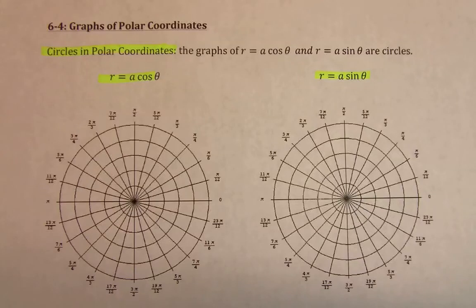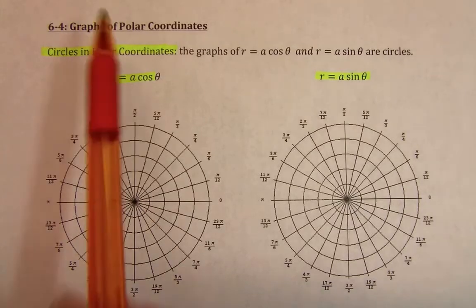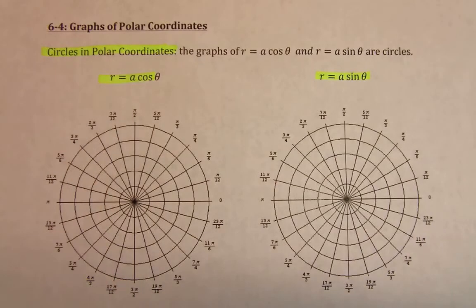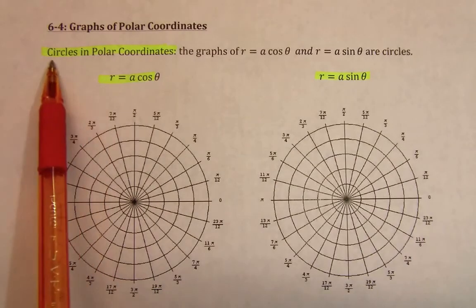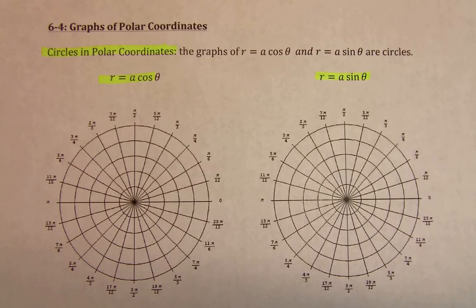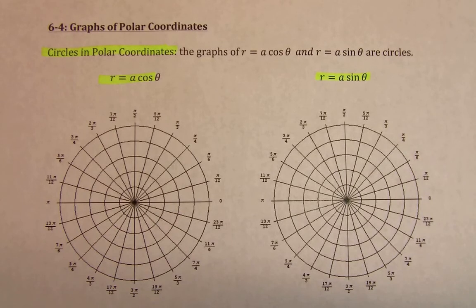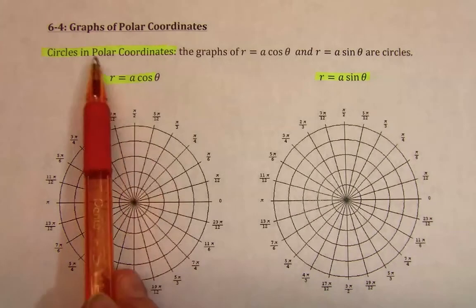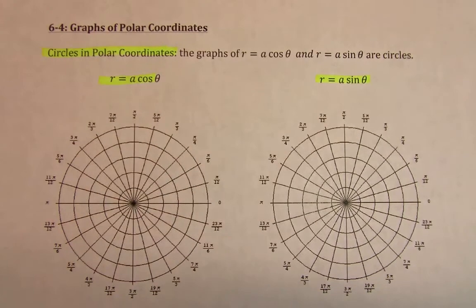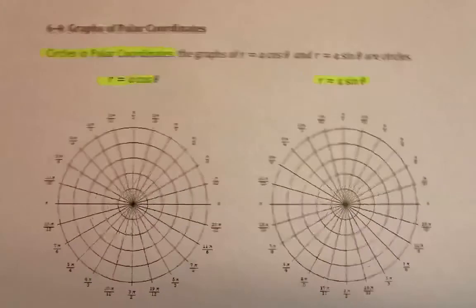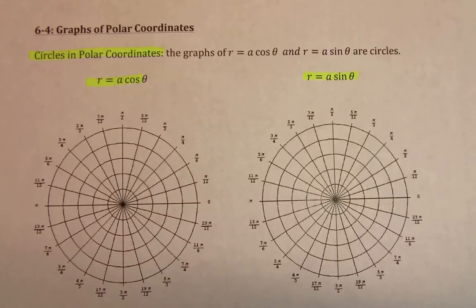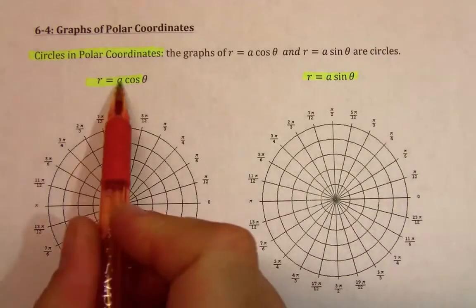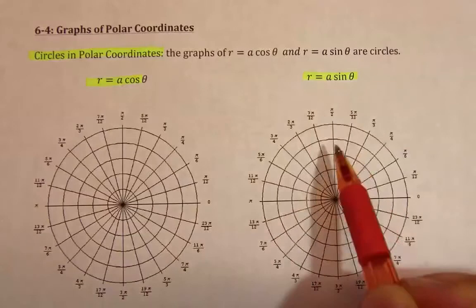Okay, so this is section 6-4, and now we're going to look at graphs of polar coordinates. Now, we're only going to do one specific type of graph of polar coordinates. There are several different types of graphs that we can do, but we're just going to do one example of graphing in polar coordinates. We're doing the easiest example, and these are circles, and we're really only going to do a basic type of circle.